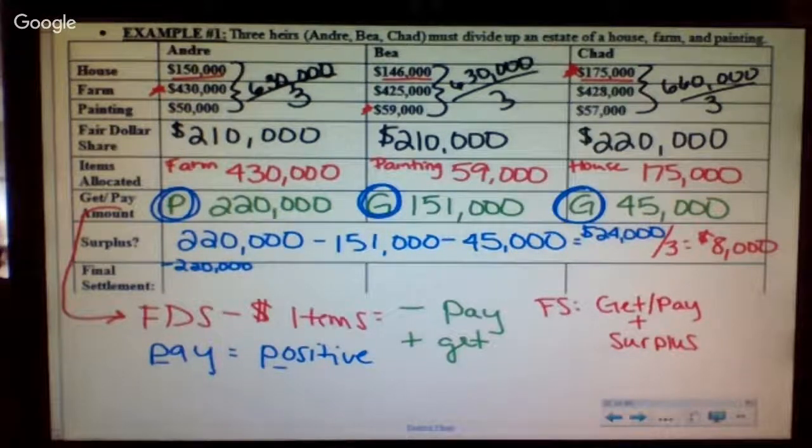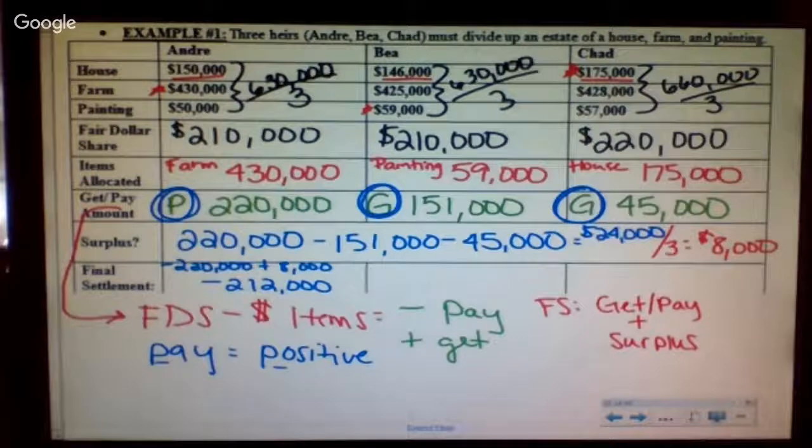Okay, he's down $220,000. But he's gonna gain 8,000 of it back from the surplus. So technically he's only down $212,000. Your final settlement is telling you how much money you've earned or have lost. So at the end of it, yes, Andre walks away with a farm, but he's also down $212,000 because of that farm. Because he won that farm, he is down a lot of money.